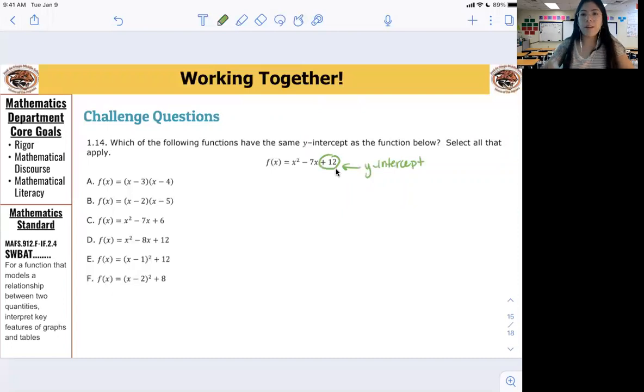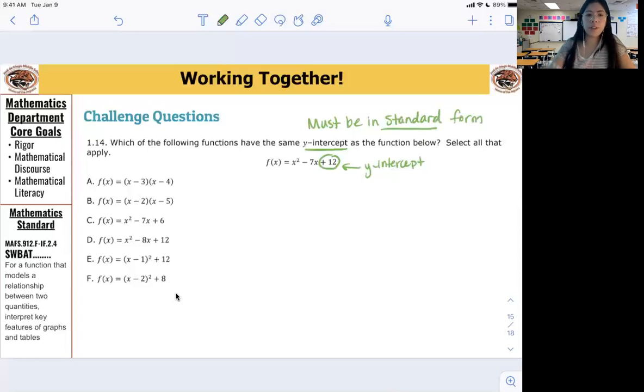Okay. Now, if you want it to be the same y-intercept, what form do these have to be in so that you can see what the y-intercept is? Standard. They have to be in standard form. Does any other form tell you the y-intercept? No. Nope.